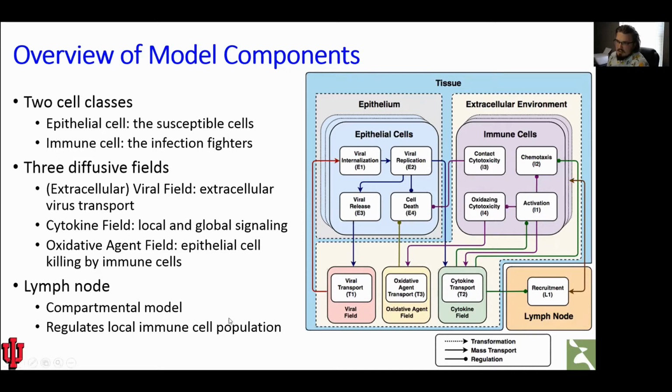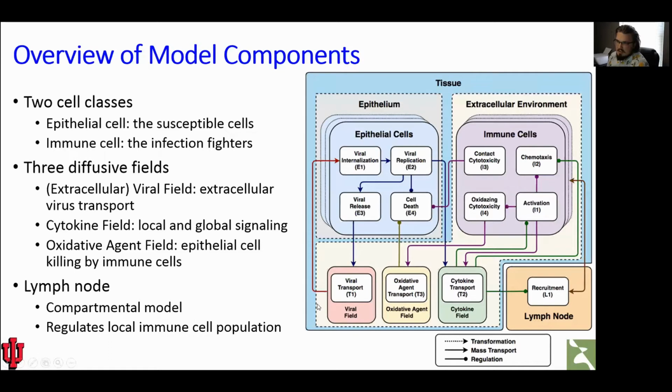Our model consists primarily of 4 classes. We have 2 particular cell types that we work with. The first is an epithelial cell. These are the cells that can be infected by a virus during infection dynamics and simulation. And then we also have an immune cell type that does all of the infection fighting by killing infected cells, also sometimes uninfected cells. Those immune cells are recruited to the local infection site in our spatial simulations.